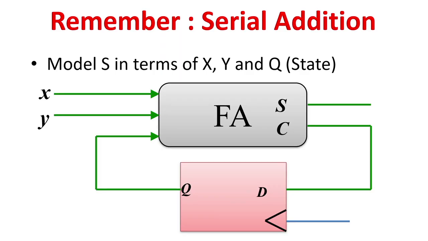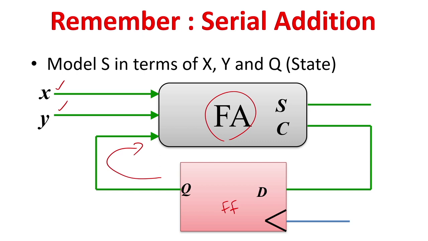So, let us look at concrete digital design examples with ASM. An example is serial addition with only one full adder. In the earlier classes, we have already studied serial addition. In serial addition, it has two inputs x and y, and this is the full adder. Okay, it takes x and y as input, it generates s and it generates c, and the carry gets stored in a flip flop. This is a flip flop, and whatever it stores is used in the next cycle, because it is a D flip flop. Okay, so this is serial addition.